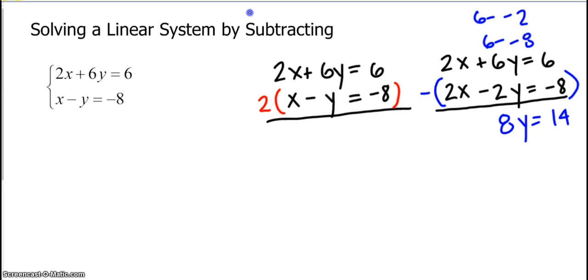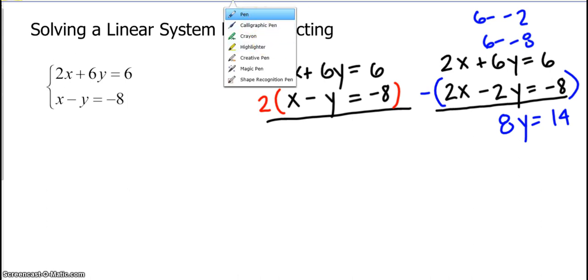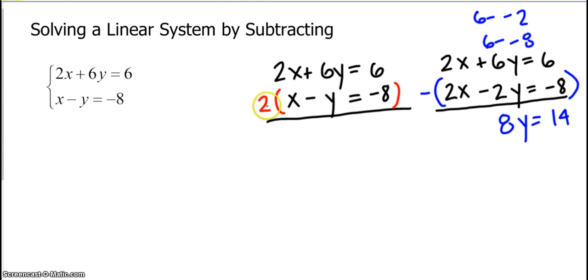And I made a mistake here. I need to go back and correct that. Now, when I multiplied by 2, this is why it's probably important for you to show your work. 2 times x, 2 times y, 2 times negative 8, which would not make that negative 8. We would end up with negative 16. So let me fix that right here. I would have negative 16 right here.